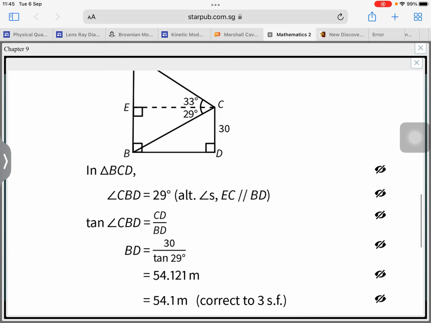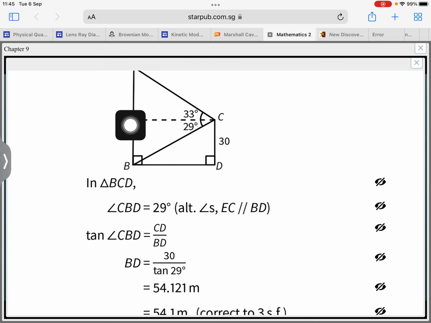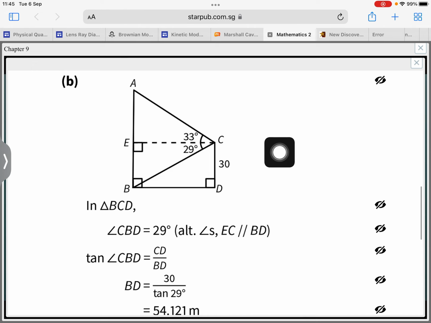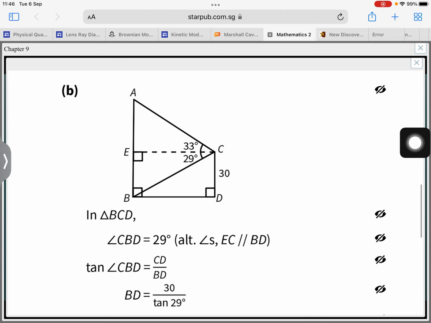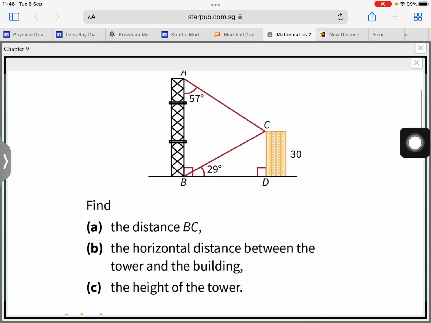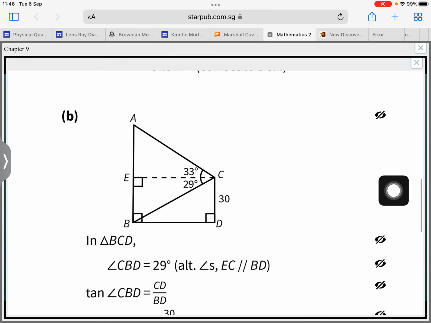Based on what you draw over here, let's call this E. This is 30, so this must also be 30. The key thing is I need to find out what is AE. Then AE plus 30 will be my answer for the height of AB. So how do I find AE? You look at some of the angles over here. How do they get 29 and 33? You know that this is 29 degrees using alternate angles, because the horizontal will be parallel to BD. This is 29, so this must also be 29.